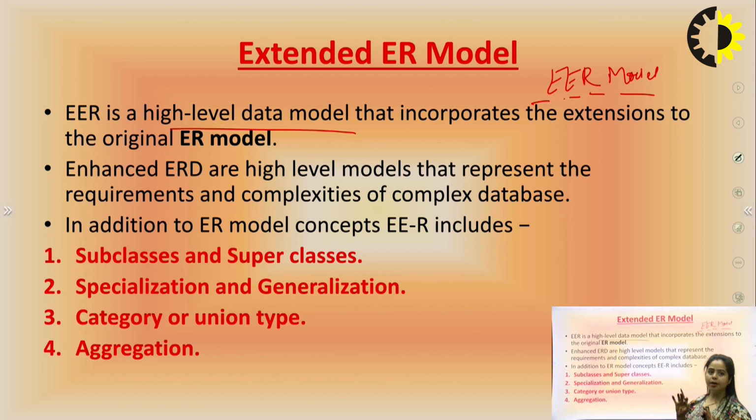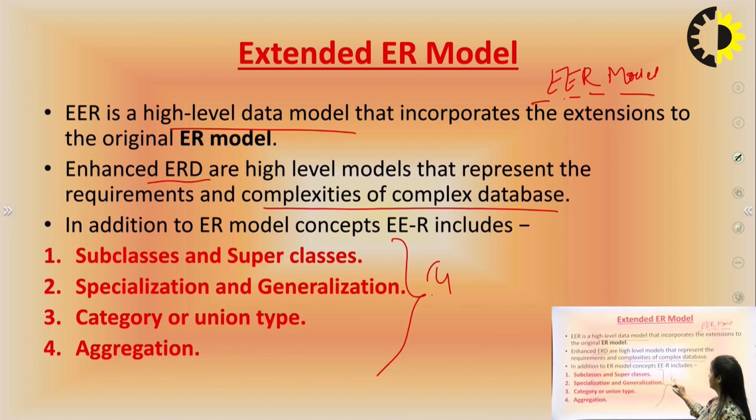It is only a data model, not a database, not a table. It is just a data model. Enhanced entity relationship diagrams are high level data models that represent requirements and complexity of a complex database. So in the extended ER diagram, we are coming with 4 new concepts, which we do not follow in the normal simple ER model. We will use these 4 topics only in the extended ER model. These are subclasses and superclasses, specialization and generalization, category or union type.